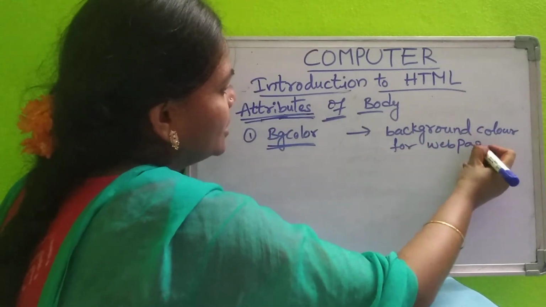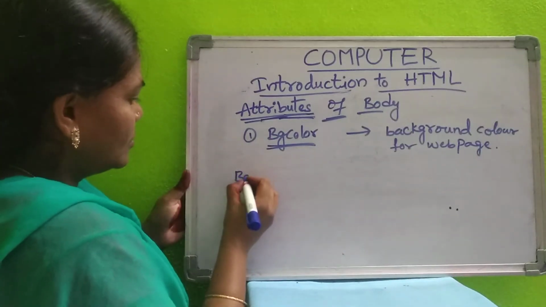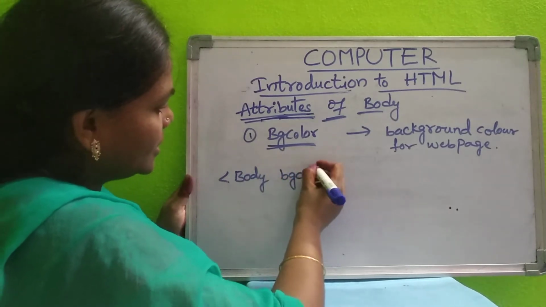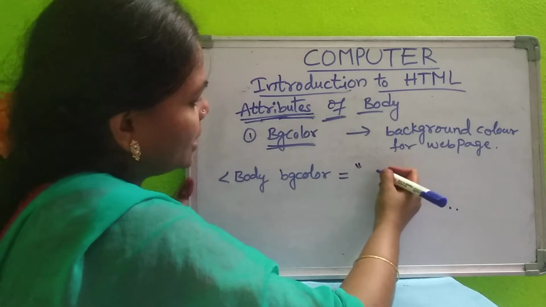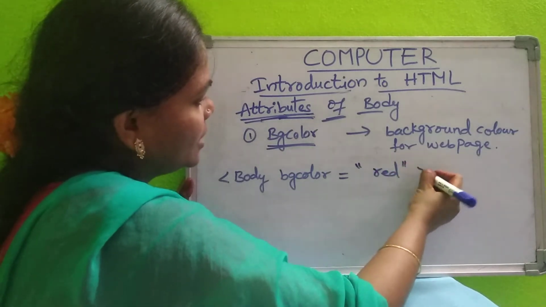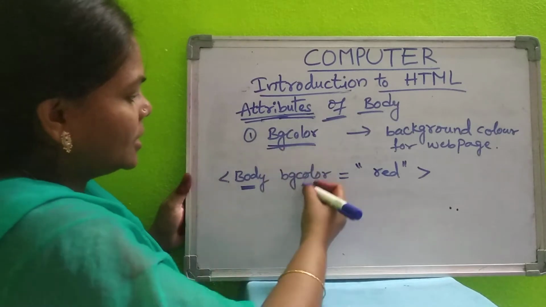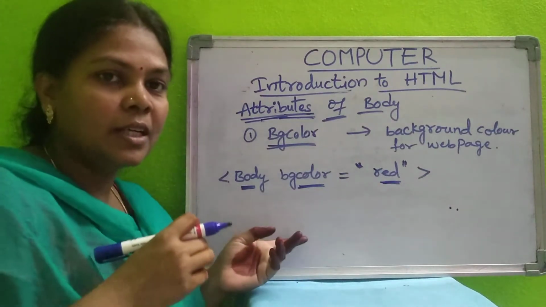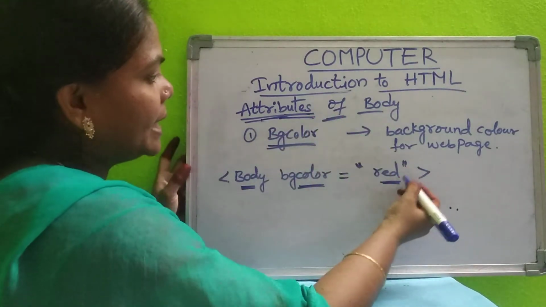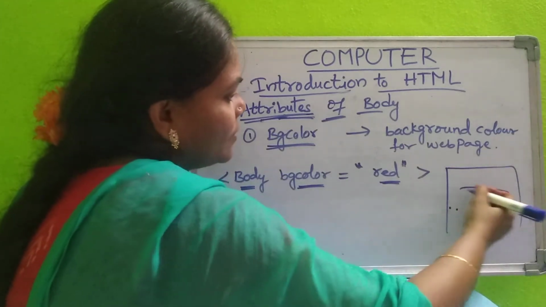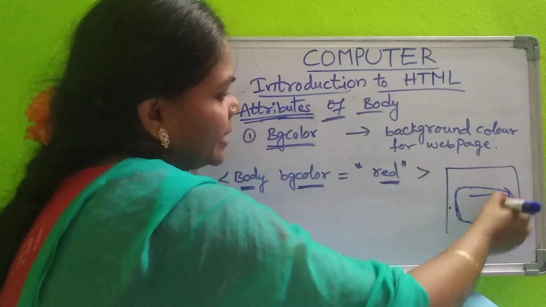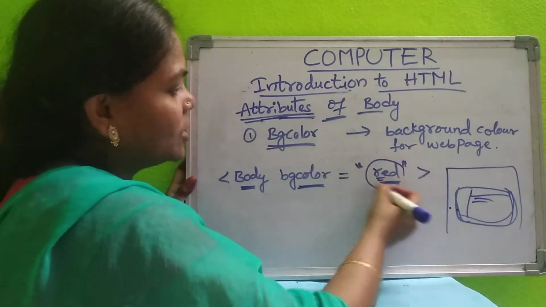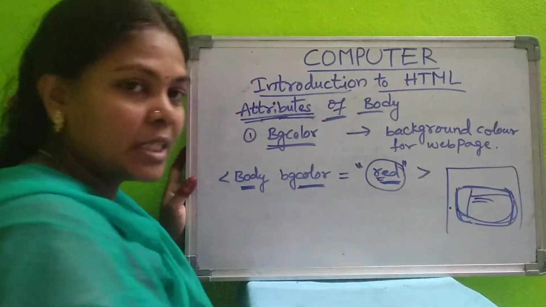How to mention it in the code? Along with the body element, we write body, next to it BG color equals, and whatever color you want you have to mention in double quotes. Body, then the attribute name, then the color name. Double quotes are a must. Like this you can apply a color for the web page. If I mention red, the total web page background will be red. If it is green, it will be green. Whatever color you mention here, your web page will be displayed in that color.